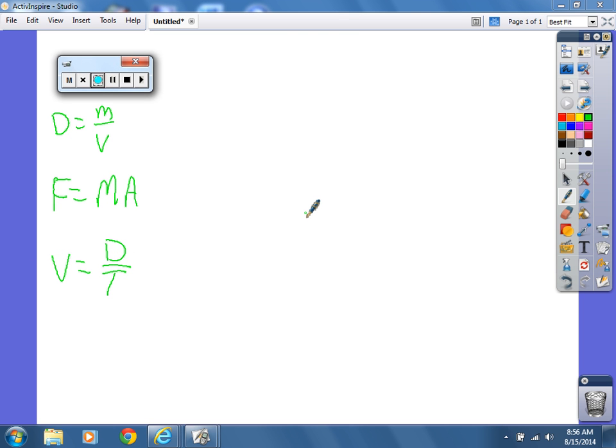We're going to start our math lessons today. We've got three formulas over on your left. Density equals mass over volume. Force equals mass times acceleration. And velocity equals distance over time. Sometimes we're going to need to solve for D. Sometimes we're going to need to solve for M. Sometimes we're going to need to solve for V. And likewise with all the rest of the formulas.